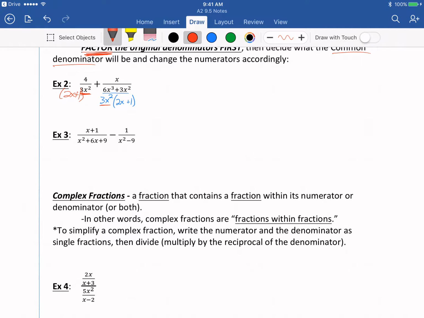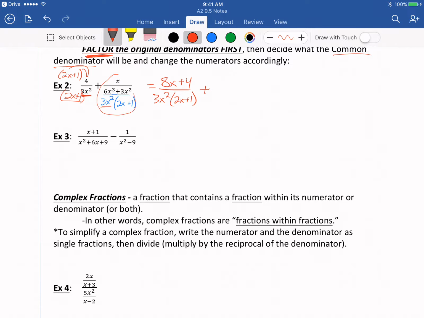So I'm going to multiply that by there, and I'm going to multiply the top by 2x plus 1. If I sprinkle that 4 onto both of those parts, I'm going to get 8x plus 4. And now my common denominator is going to be 3x squared and 2x plus 1. That's what I made for my common denominator. And now I'm going to add, and this whole thing over here can just stay the same, because I didn't need to multiply it by anything, since that is my common denominator. So I'm going to add that with x over 3x squared and 2x plus 1.